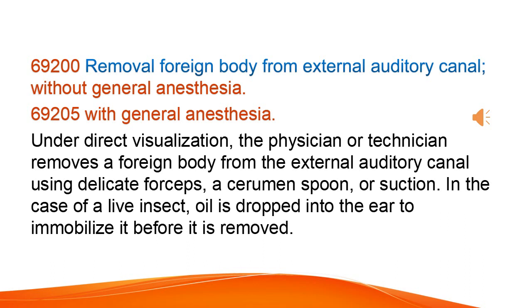Removal foreign body from external auditory canal, without general anesthesia. With general anesthesia. Under direct visualization, the physician or technician removes a foreign body from the external auditory canal using delicate forceps, a cerumen spoon, or suction. In the case of a live insect, oil is dropped into the ear to immobilize it before it is removed.